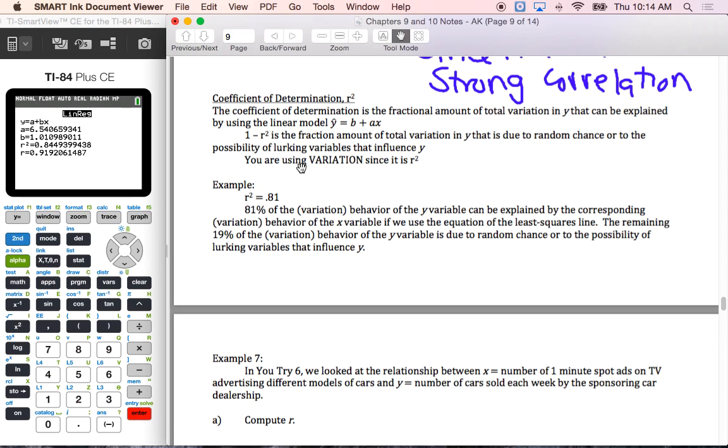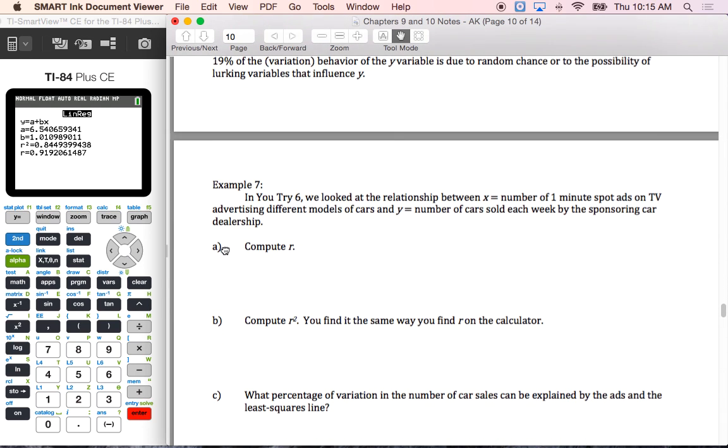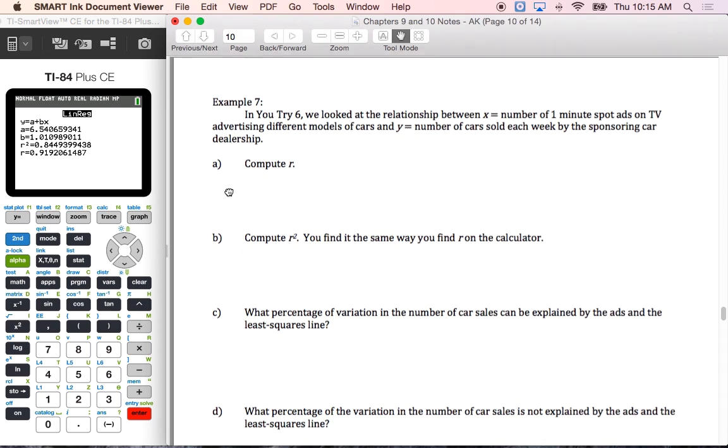The remaining 19% of the variable is due to random chance or the possibility of lurking variables that influence it. So 81% of it actually happens based on the corresponding x value, whereas then the rest of the 100% is that behavior that might be due to random chance or the possibility of lurking variables.